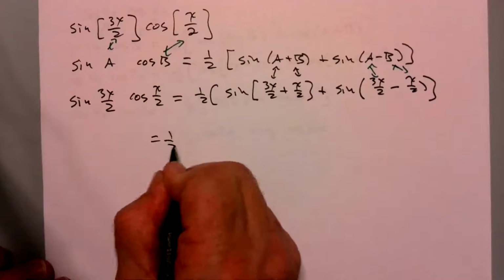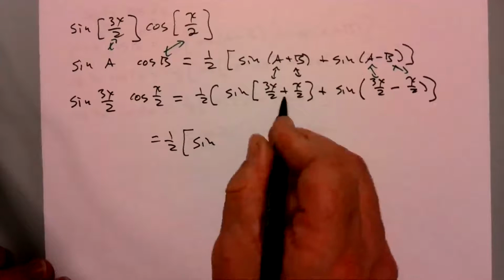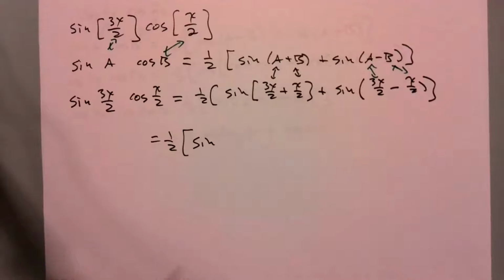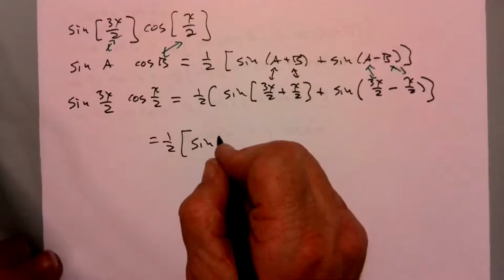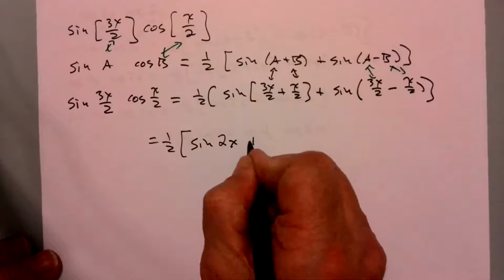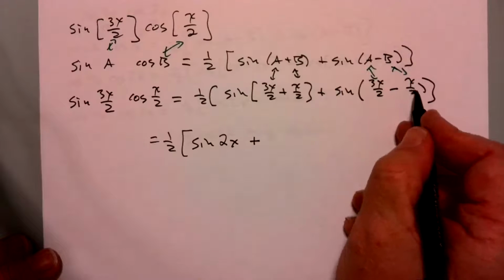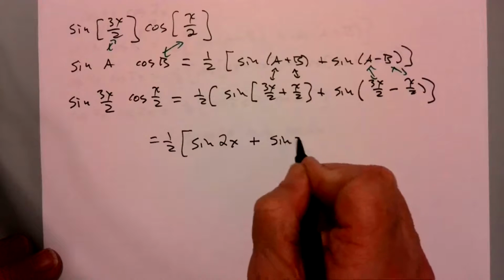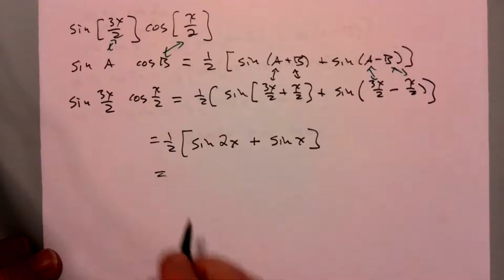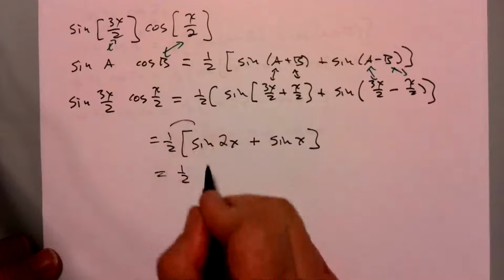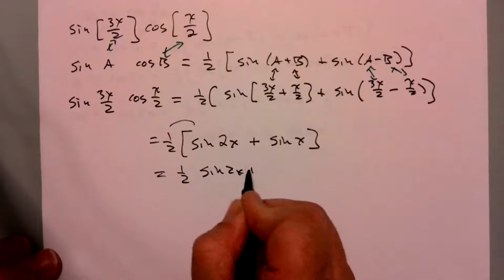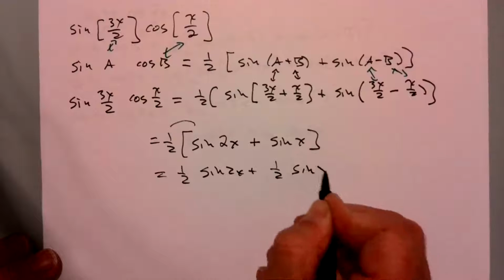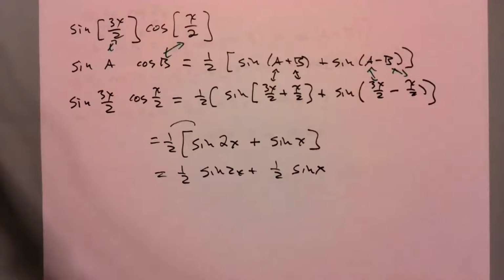We get that this equals 1/2 sine of 3x over 2 plus 1x over 2, which is 4x over 2, the same as 2x. Plus 3x over 2 minus 1x over 2 is 2x over 2, which is just x. If I wanted to distribute the 1/2, I certainly could, to make it 1/2 sine 2x plus 1/2 sine x. So we've been primarily focusing on the product to sum identities in our last couple problems.